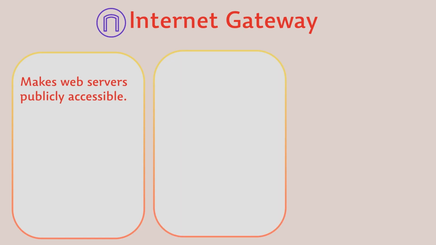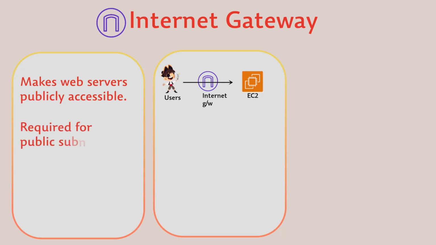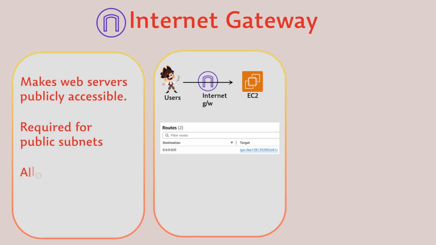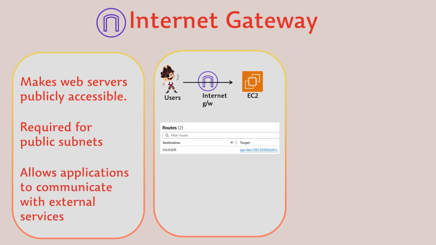Let's see some important use cases of the internet gateway and some important points. Internet gateway makes web servers publicly accessible. You host a website on an EC2 instance. Attaching an internet gateway allows users worldwide to access it. It is required for public subnets. A subnet becomes truly public only when its route table points to the internet gateway. It allows applications to communicate with external services.